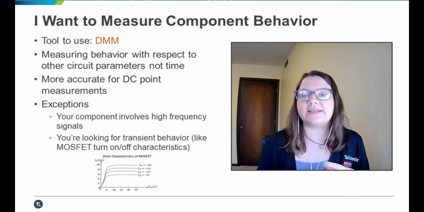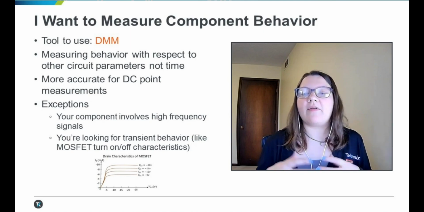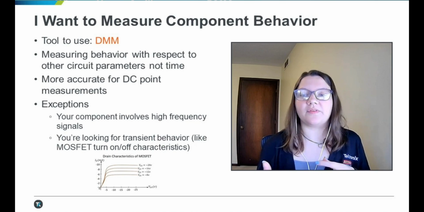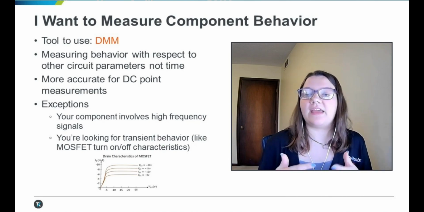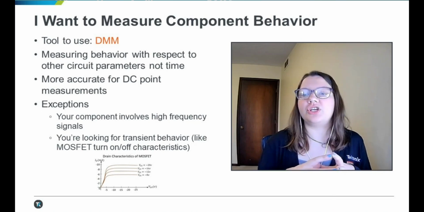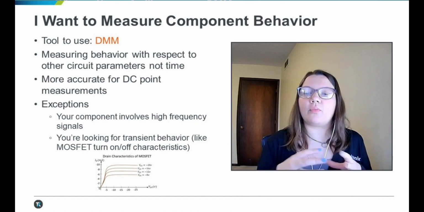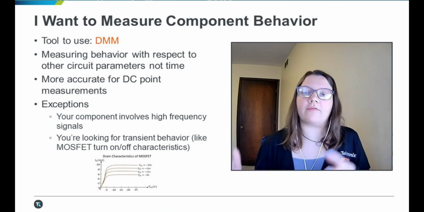So a really good example is a MOSFET transfer curve or characterization curve. We might have a power supply power the gate and drain terminals of the FET, and then we can use a DMM to measure the current as the gate voltage is changed. In this case, we're not concerned about how the voltage is changing over time, but rather we're just taking discrete DC measurements at various other voltages in the circuit.